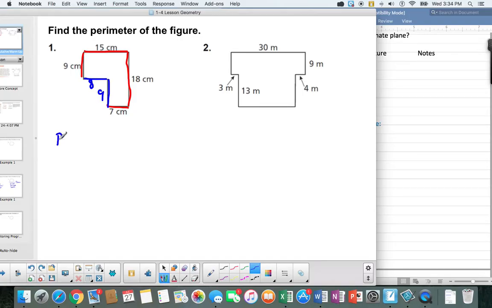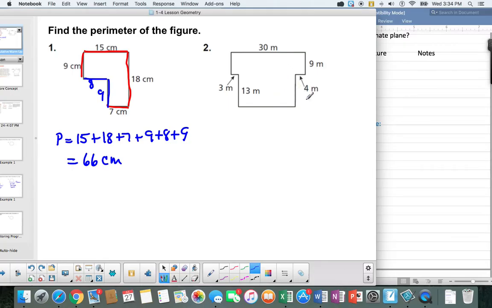Now that we have all the sides, we can find the perimeter. 15 plus 18 plus 7 plus 9 plus 8 plus 9. You might want to put that in your calculator. And I get 66. Label the answer centimeters.